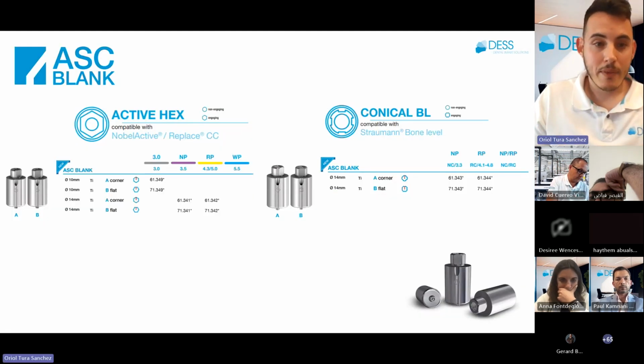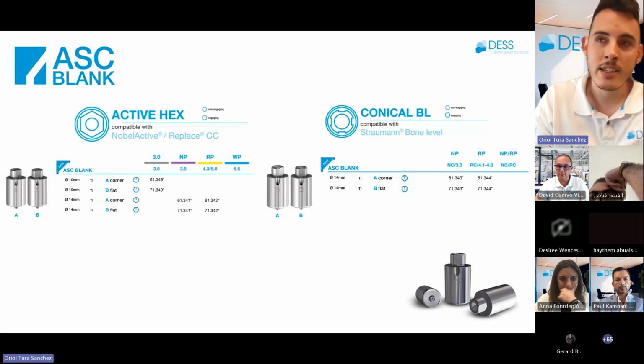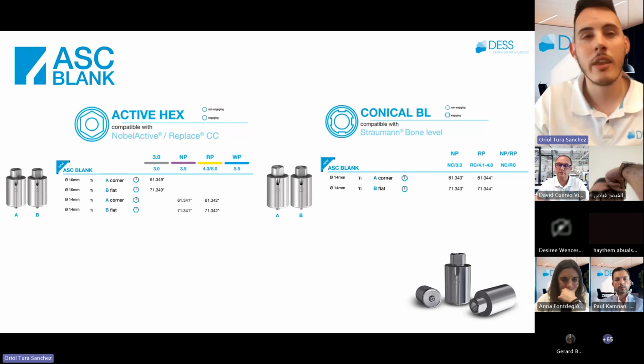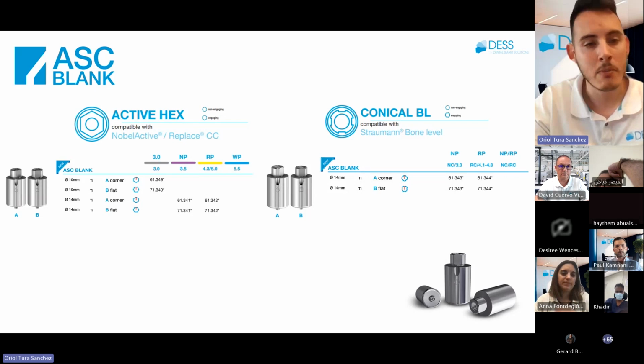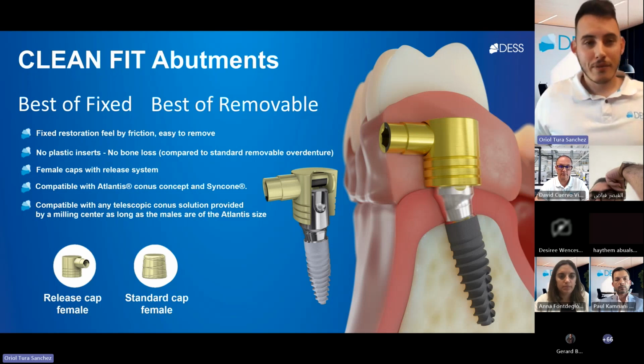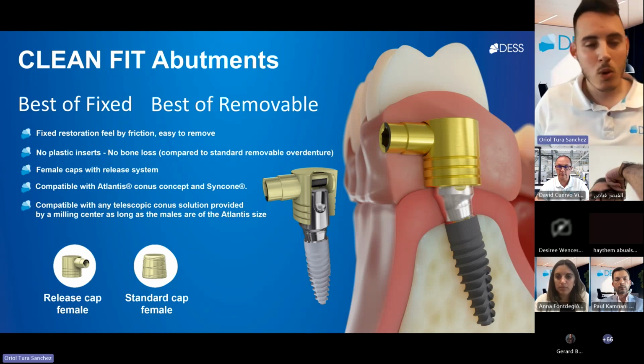So as said, we will offer in Novel Active and Straumann Ball Level a 14 millimeter diameter, except the 3.0 Novel Active, as it is the narrowest platform. We didn't think a wider diameter was needed, so we will release it in 10 millimeters diameter in 2 different indexation options.